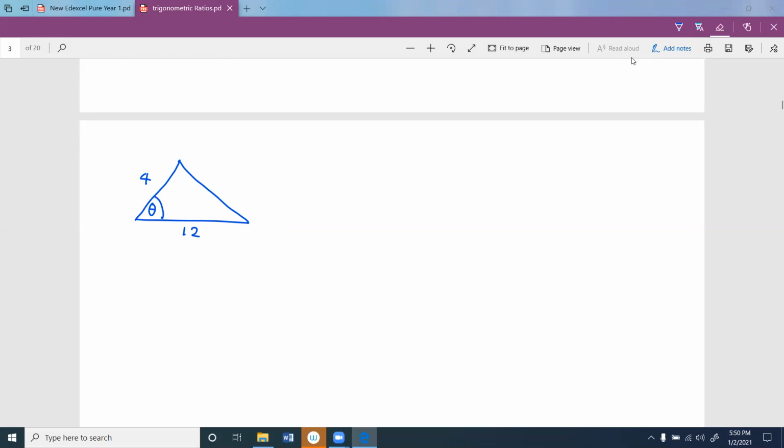So this side cannot be 6. It should be greater than that. So I'll make it 9, since 4 plus 9 is greater than 12. Then the triangle exists, and you can be asked to find the value of theta.